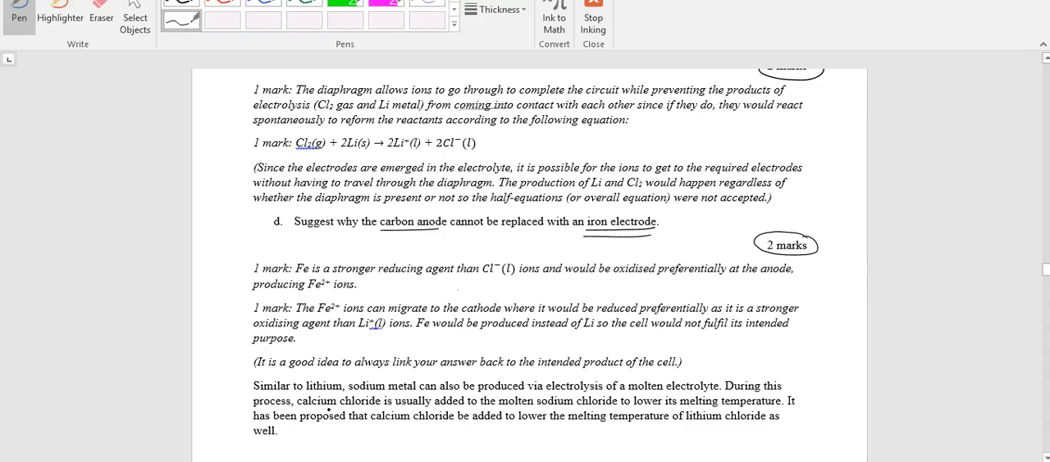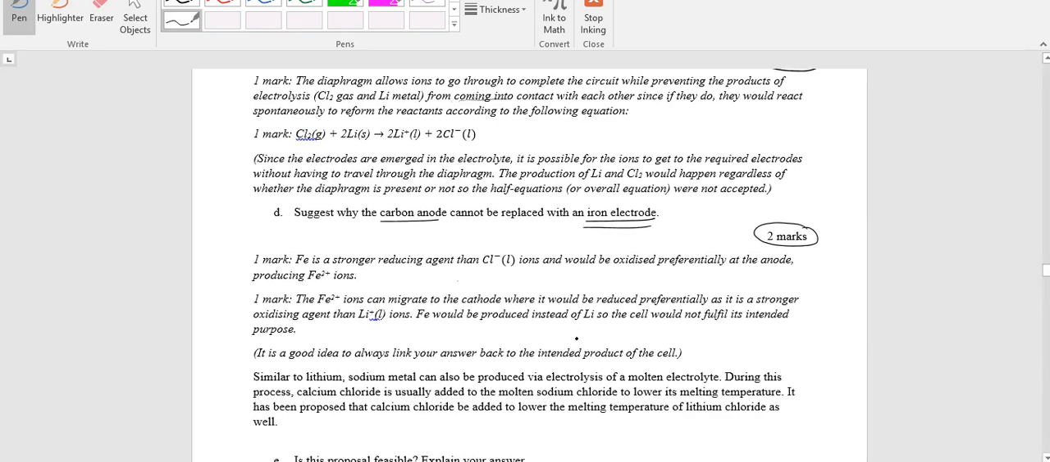So a very good answer for the second mark is to say that iron 2+ can migrate to the cathode, where it will be reduced into iron. Therefore, lithium cannot be produced. You really always want to link back to the purpose of the cell and how any of the change may make it more difficult for the cell to fulfill that purpose, which is ultimately what you use the cell for.